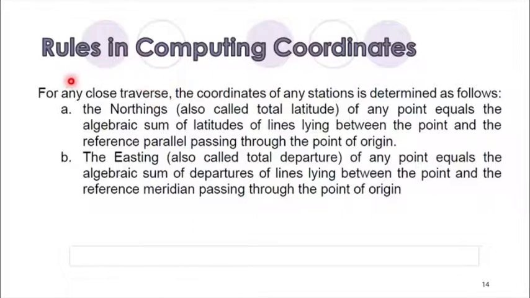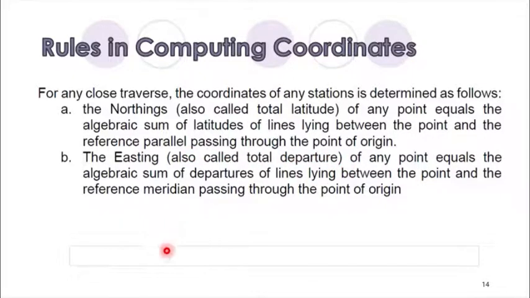So here we have the rules of computing coordinates. It states that for any closed traverse, the coordinates of any station are determined as follows. For northings, the northings of any point equals the algebraic sum of the latitudes of lines lying between the point and the reference parallel passing through the point of origin.